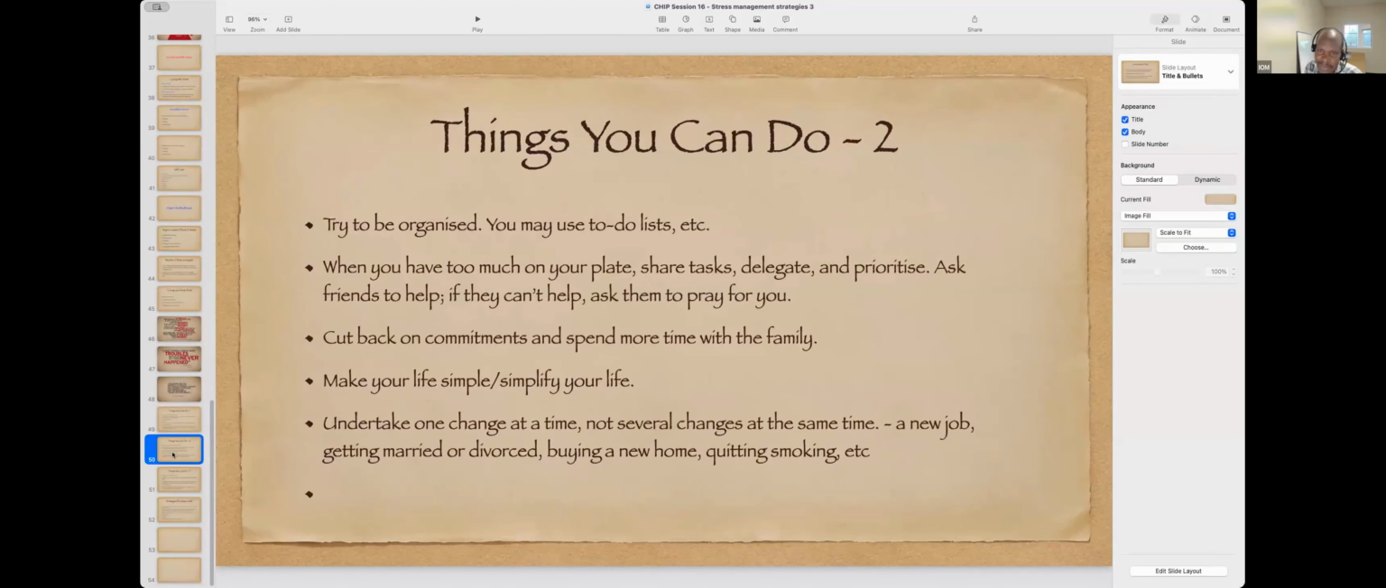We need to try and be organized. You can use a to-do list, etc. And when you have too much on your plate, you share the tasks, delegate, or identify priorities. Cut back on commitments. Make life simple. We don't want to complicate our lives. And undertake change one thing at a time, and not several changes at the same time.